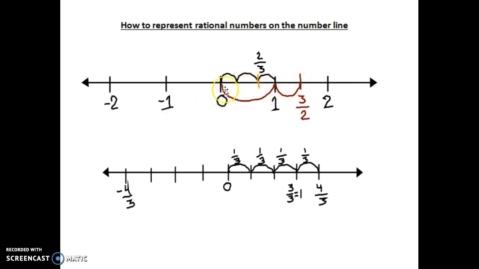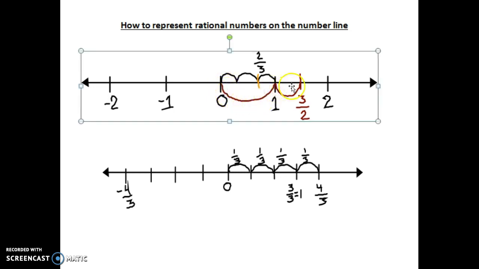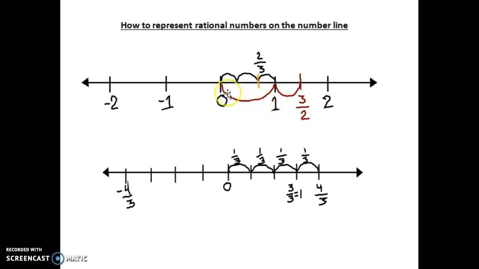What we have done? We have divided this 1 unit in 3 equal parts. That is, this one is 1 by 3, this one is 1 by 3, and this part is again 1 by 3. So we have divided this whole unit in 3 equal parts. Therefore, this is the first part, so it will be 1 upon 3. This is the second part, this will be 2 upon 3. So we have got our number on this number line. This is 2 upon 3.